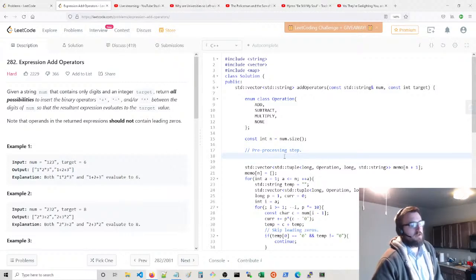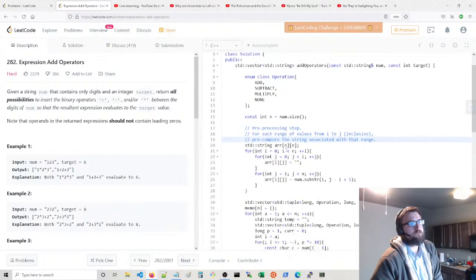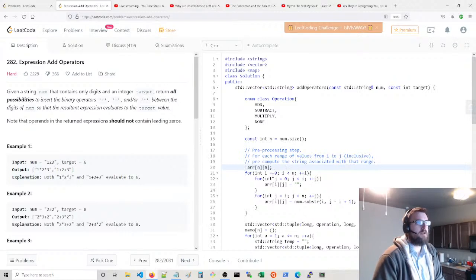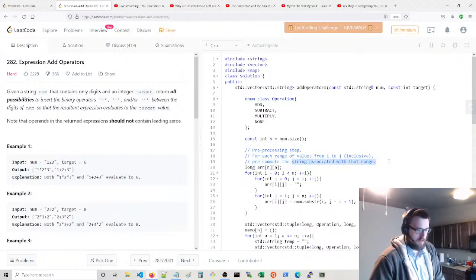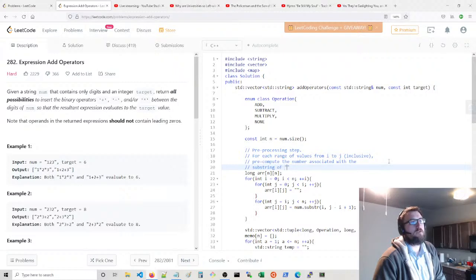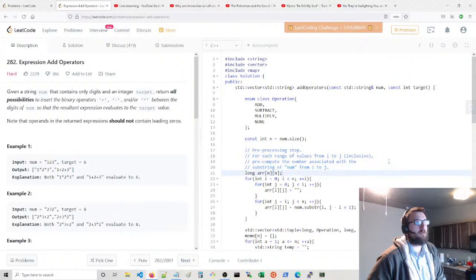How we're going to do that is this pre-processing step is almost the same, except it's going to be the numbers, and these are all integers. Now they're not integers, I'm sorry, they're longs. And we pre-compute not the string, but the number associated with the range of digits, the range associated with the substring of num. And for this pre-processing step, we don't need to be clever at all. We'll just say 0. Those should never really be touched, but we'll just initialize them anyway. And this is just going to be string to long, so we'll just use a parsing routine.